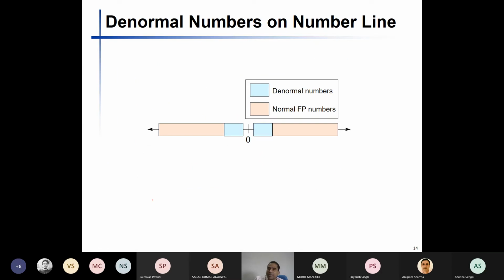Now we will also introduce d-normal numbers. So what are d-normal numbers? Here I showed you that this was something like 1 point something into 10 raised to power -38, and this number was 10 raised to power +38 for single precision. Now still we are missing many numbers between 0 and the smallest number, 10 raised to power -38. So can we also represent them? So the answer is yes. We can use d-normal numbers.